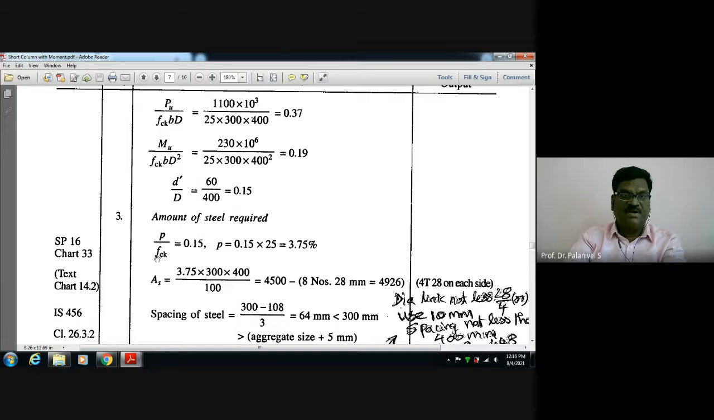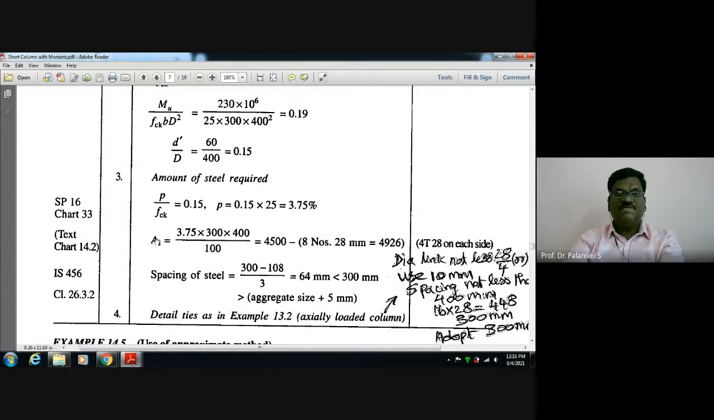It is in the denominator, so just take it to the other side. So the percentage of steel P is equal to 0.15 into FCK, which is 25. Substituting, we get 3.75%. It is in between 0.6 and 8%. The minimum reinforcement should be 0.6, and the maximum is not more than 8. 3.75 lies in between. So 3.75% is the percentage of steel required.